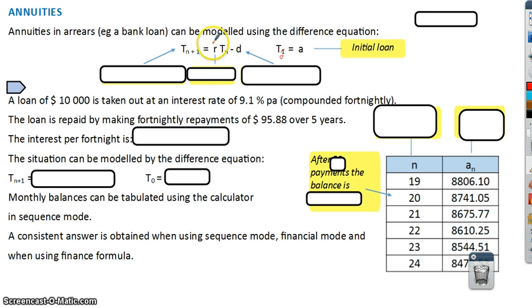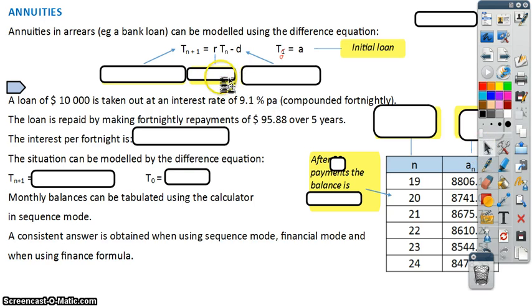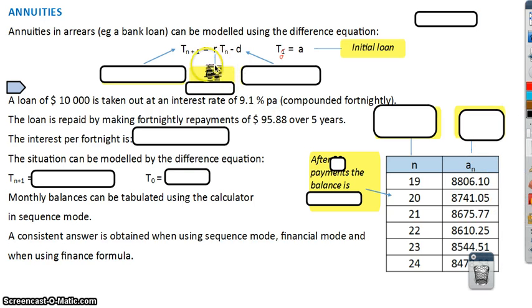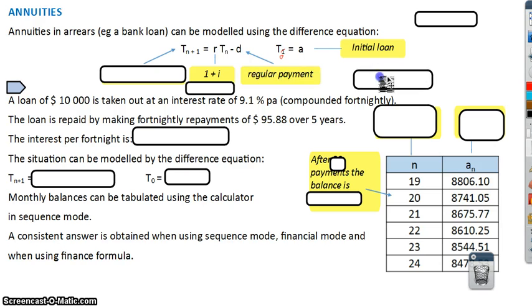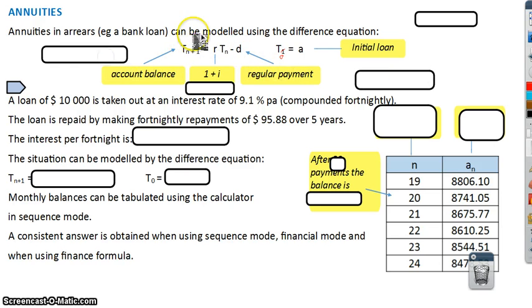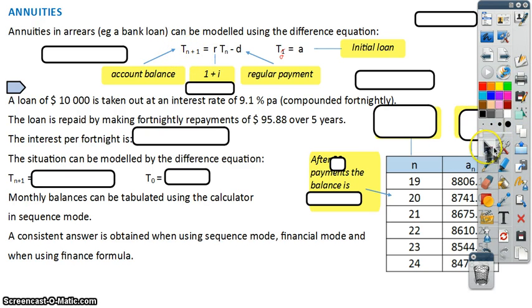That was before you get to pay anything off, and then you make a payment and it comes down a little bit. The interest rate is 1 plus I because it's a percentage increase. This is how much our regular payment is, and this is what we owe afterwards, our account balance. So ultimately we want this to come down to zero so we don't owe the bank any more money.